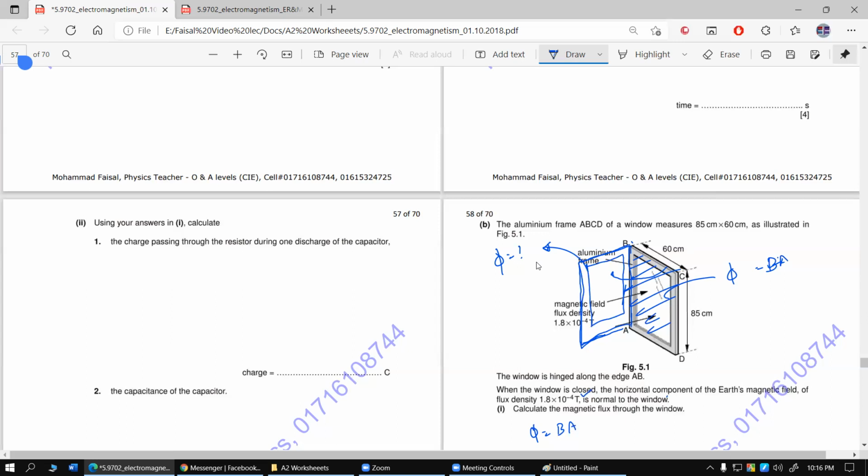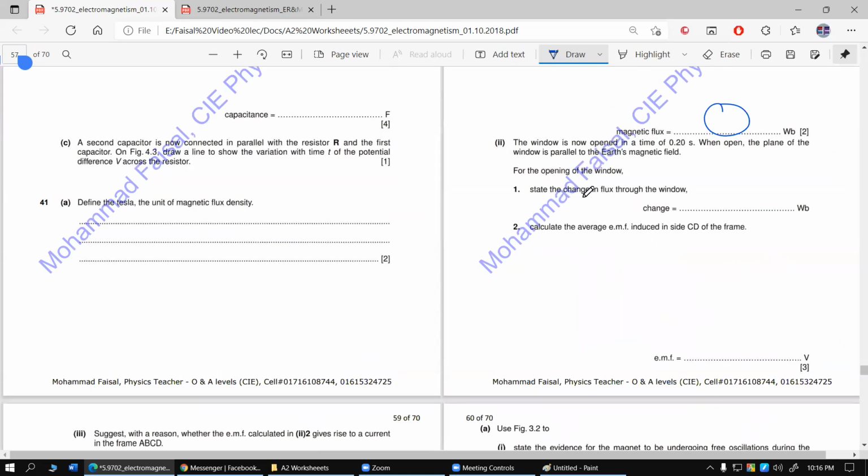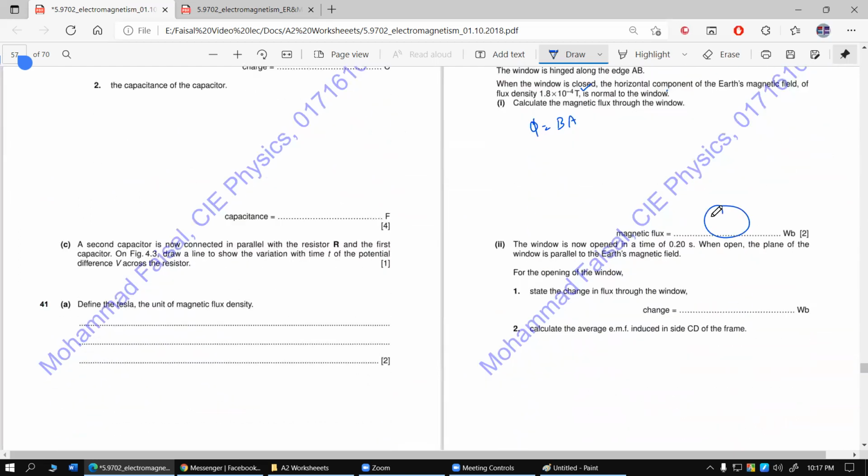It will be 0 because now the window is parallel to the magnetic field lines. There is no cutting across the face of the window, so this should be 0. Beautiful. So the question says state the change of flux linkage through the window. That will be only this value because this minus 0 gives you this. Whatever you calculate over here, you just mention it over here.